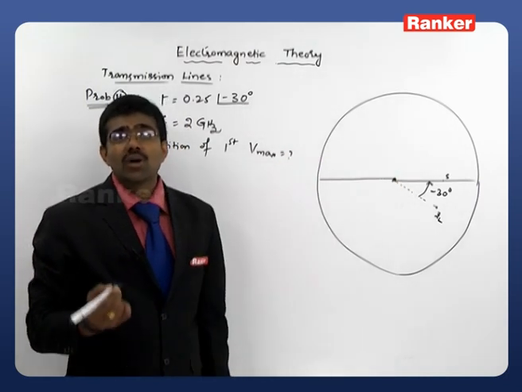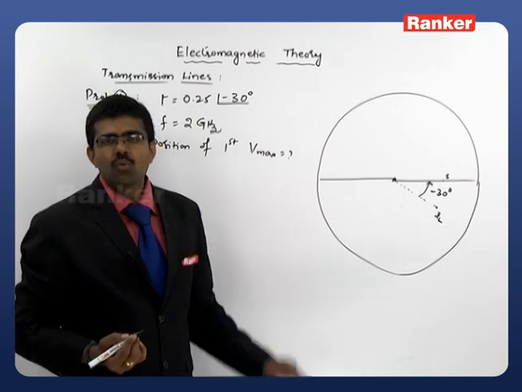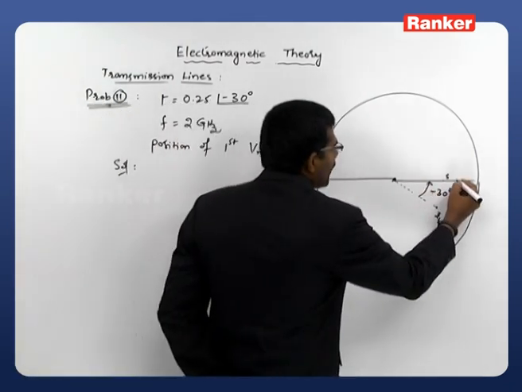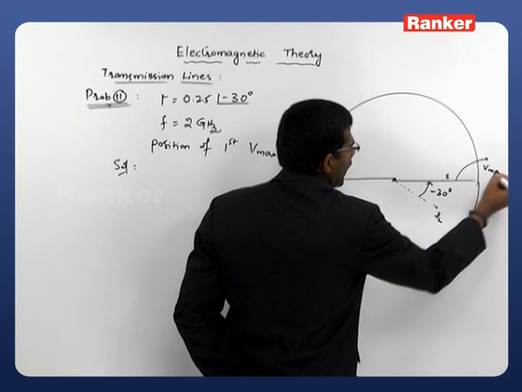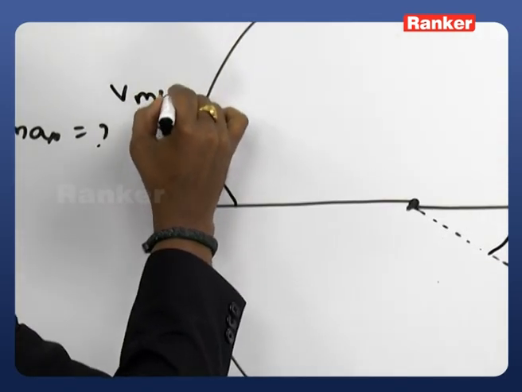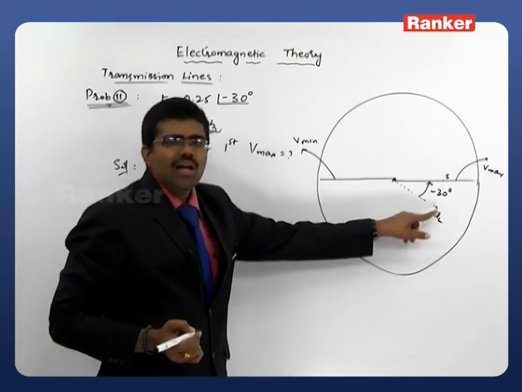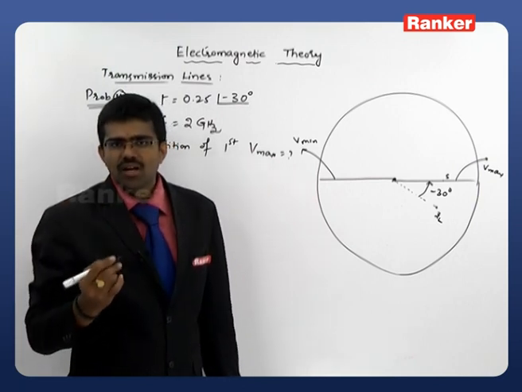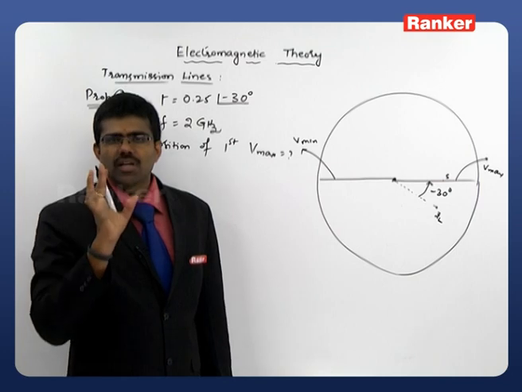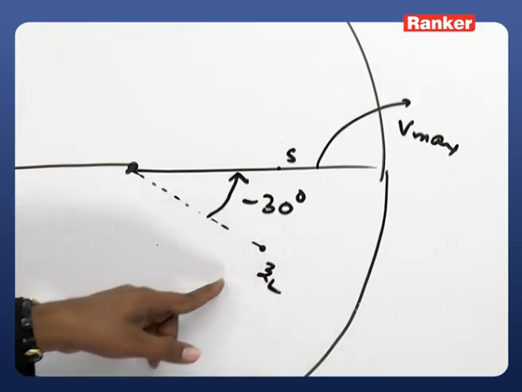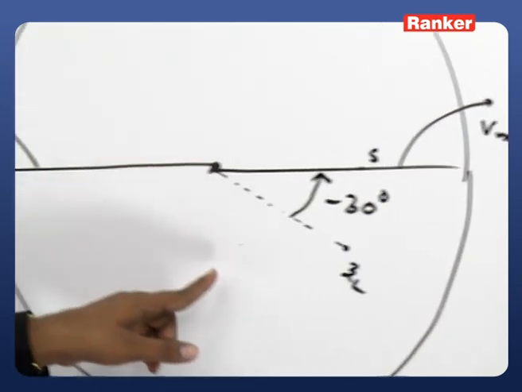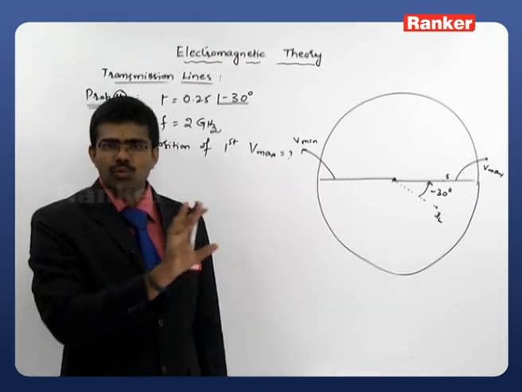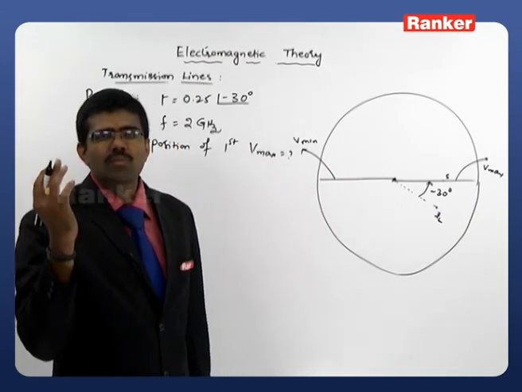You are supposed to observe the location of the first maximum voltage. Now imagine or just recollect what the maximum voltage line and the minimum voltage line are. Here, this is the maximum voltage line, and this is our minimum voltage line. From the load, when you are traveling towards the generator, you are taking a rotation in the clockwise direction. Whenever you are traveling towards the generator, first you observe this Vmin line, the minimum voltage, but we don't want that minimum voltage, right? What we require is the maximum voltage.